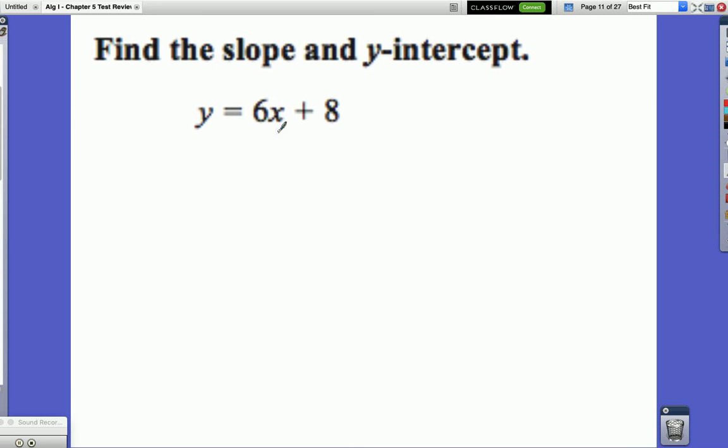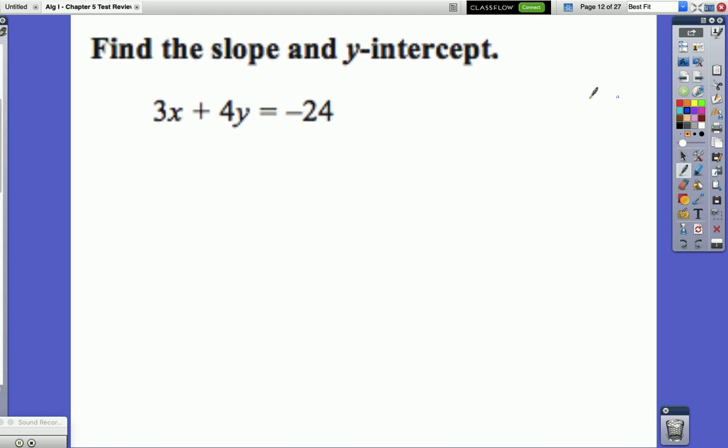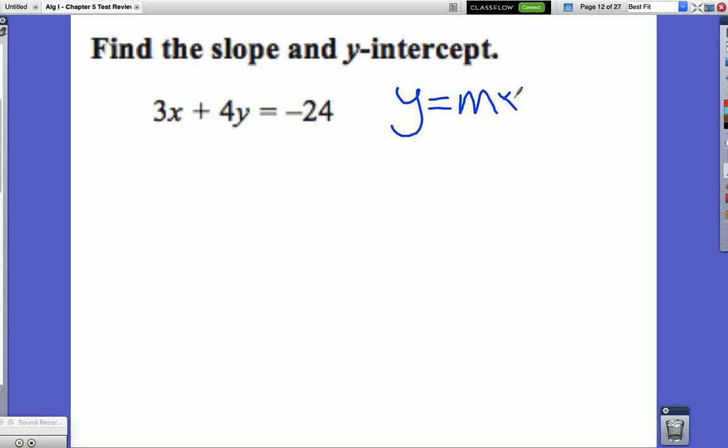Okay, find the slope and the y-intercept. So if your equation is in the form y equals mx plus b, we can identify m and b. So this one says y equals, so the slope is 6, the y-intercept is 8. Now this one is not in the form of y equals mx plus b, so we have to get y equals. So we have to solve for y.